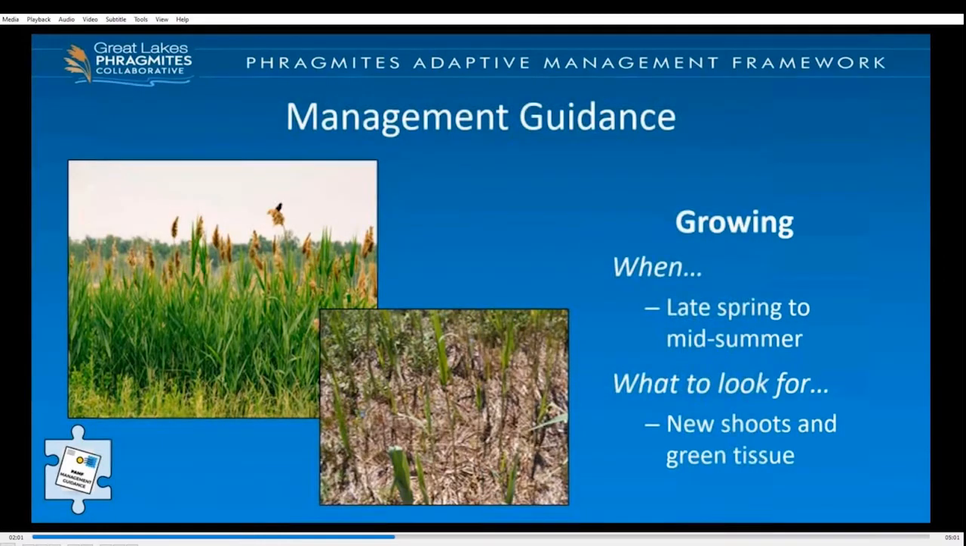The growing phase is the period from late spring through midsummer when the plants are green and actively growing, as shown in the picture on the right. This is a great time to implement management actions like flooding because the emerging shoots are more easily drowned and thus prevented from further growth. You'll know the growing phase is starting when you see new shoots emerging, and it will continue until the flowers develop and mature.